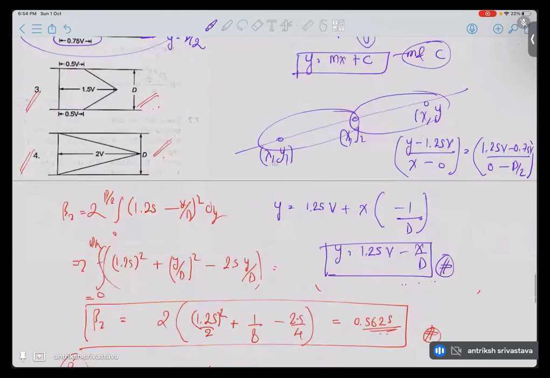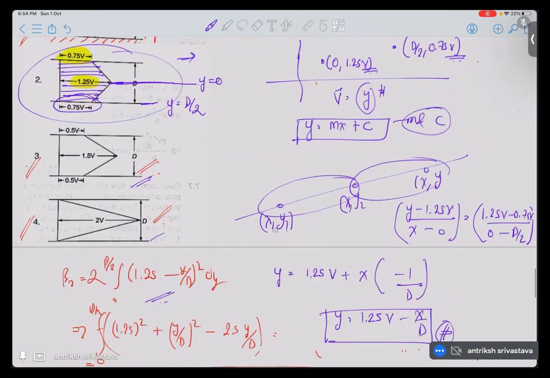Similarly, this is the expression that I wrote for that point. Similarly, you can get for this. So can you try to get this? For the reference, I will write here. So we will have here v is equal to 1.5 v minus 2y by d, and here we will have v is equal to 2v minus 4y by d.